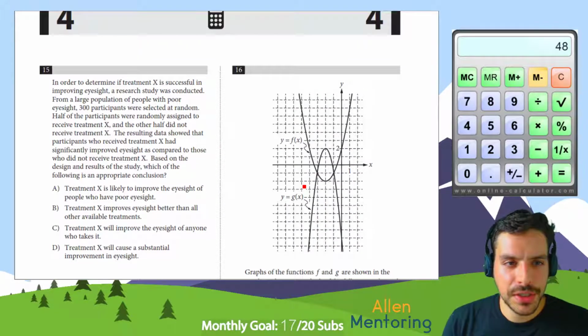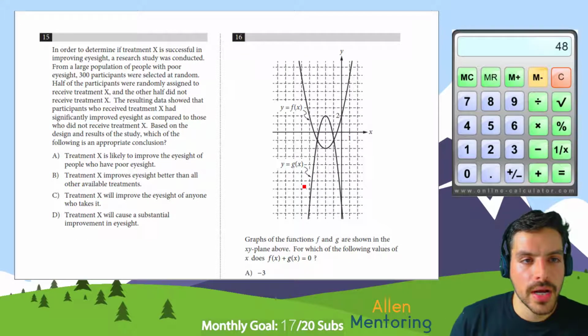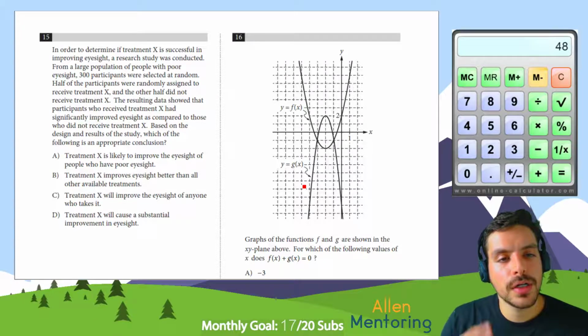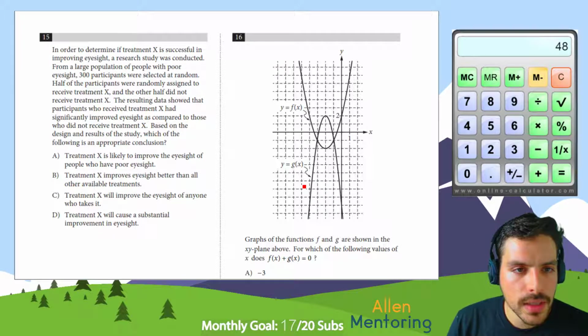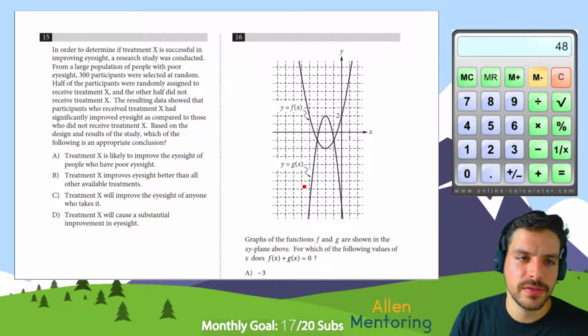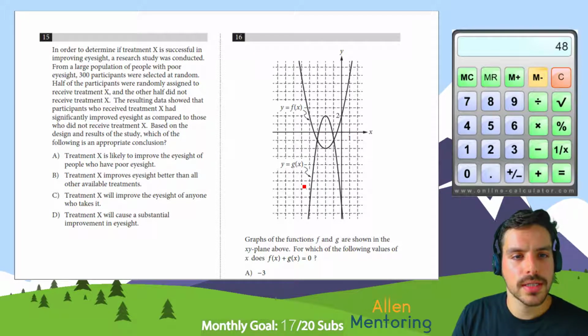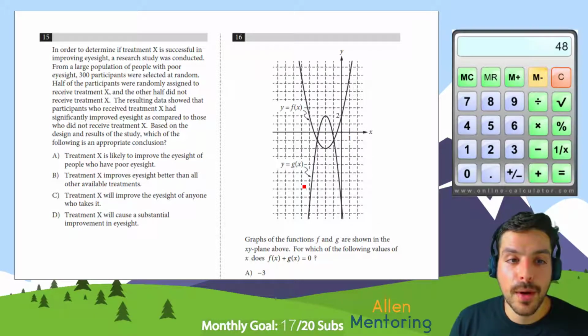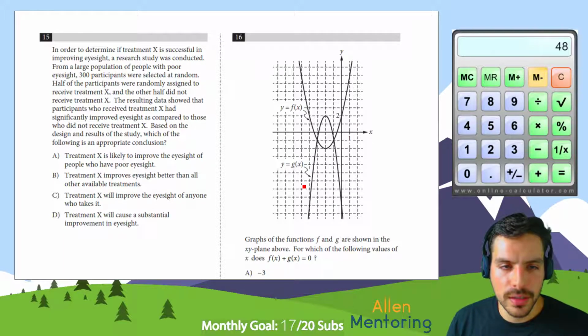All right, so we are now on question 15. Let's move on. In order to determine if treatment X is successful in improving eyesight, a research study was conducted. From a large population of people with poor eyesight, 300 participants were selected at random. Half the participants were randomly assigned to receive treatment X, and the other half did not receive treatment X. So half received it, half didn't. The resulting data showed that participants who received it had significantly improved eyesight compared to those who did not. Based on the design of the study, which of the following is an appropriate conclusion?